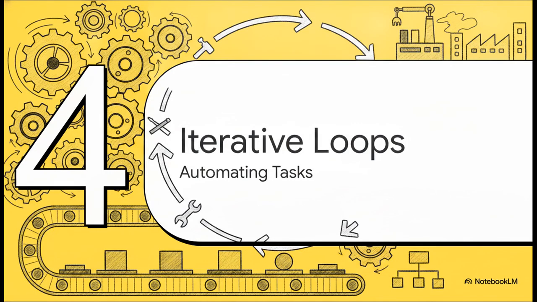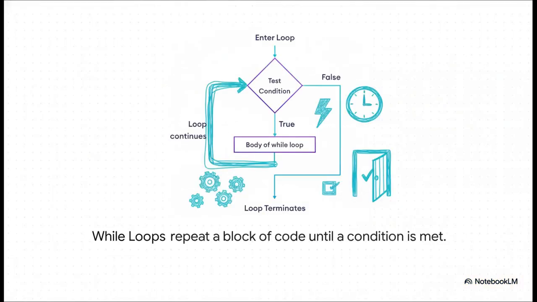And now that our program can make decisions, we move to section 4, automating tasks with loops. This is where we build the assembly line of our workshop to automate those tedious, repetitive tasks. Let's trace the pathway for our first type of loop, the while loop. You enter the loop and immediately hit a test condition. If that condition is true, the program dives into the body of the while loop and executes the code.